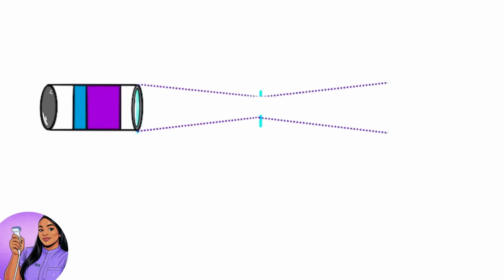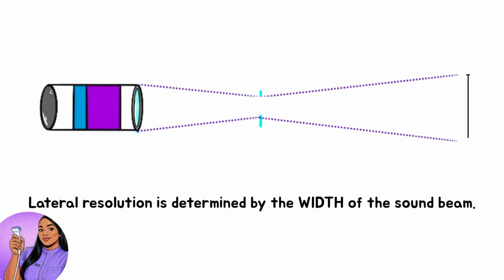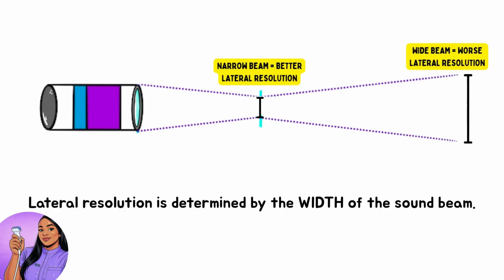When your sound beam is too wide, it covers more area and multiple echoes blend together. But when your beam is narrow, it focuses tightly, meaning it can hit one structure at a time and your image looks crisp. So here's the key. Lateral resolution is determined entirely by the width of your sound beam. So a narrow beam equals better lateral resolution, while a wide beam gives us worse lateral resolution.